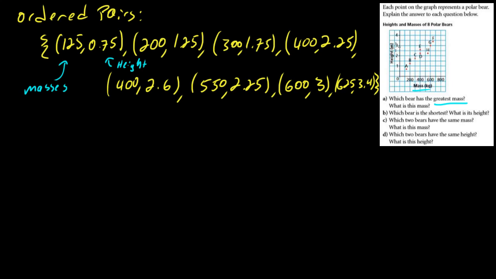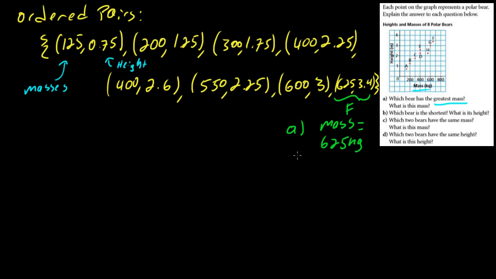Mass is our first set, heights are second, and the relation between them is just the height and mass of the polar bears. So which one has the greatest mass? We could have read this from the graph, but we can read this from here as well. We can see that this last polar bear right here has the greatest mass, and this is polar bear F. The mass of polar bear F equals, and again, this is just approximately 625 kilograms. And that was A.